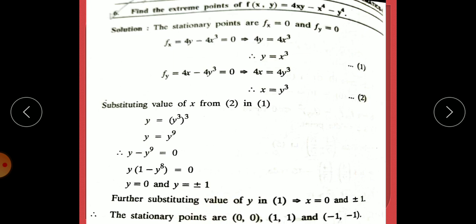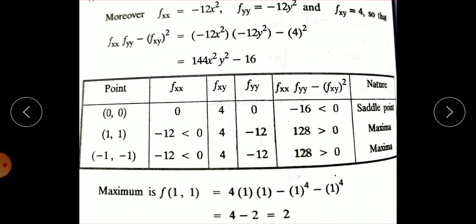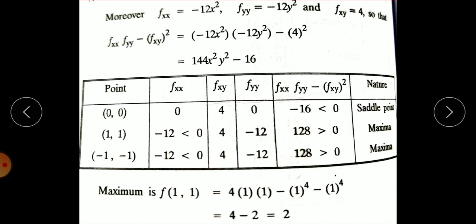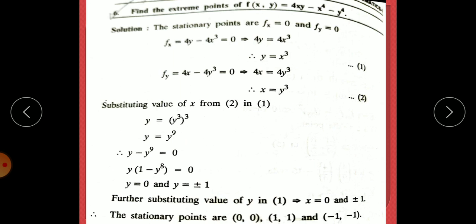Therefore the stationary points are the (x, y) values, that is (0, 0), (1, 1) and (-1, 1). Now we are going to find the extreme points, that is what they have asked. So first we found the stationary points. Now f_xx means, once again we are differentiating the f_x value.